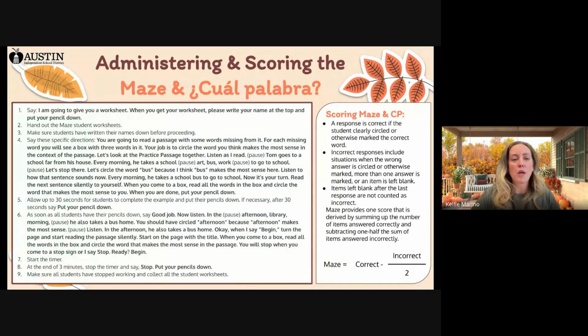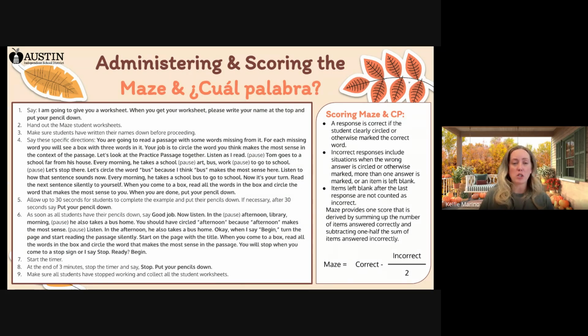Okay. So administering and scoring this, on the very front page of the student booklet, there is a practice page. And so you start with everybody on the practice page so that you can do the work together. So you say, I'm going to give you a worksheet. When you get your worksheet, please write your name at the top and put your pencil down. You hand out the student maze worksheets. You make sure students have written their names because remember, you're going to collect them and score them, and nothing is more difficult than getting that back with no name.